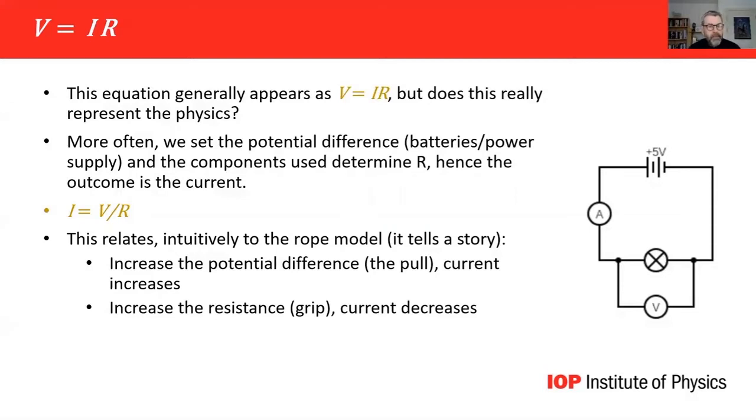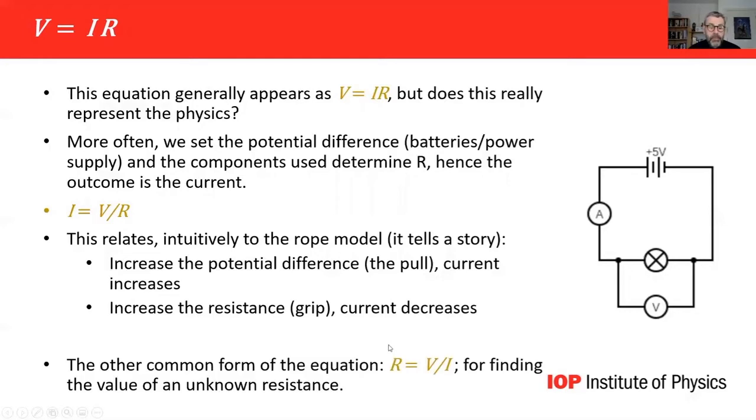On the other hand, if you increase the grip on the rope, if you increase the resistance, what happens? The rope slows down. And so the current decreases. And there we see the inverse relationship, which is inherent within I equals V over R. The other form that we do often use is R equals V over I. And when do we use that? Well, we use that for finding an unknown resistance.